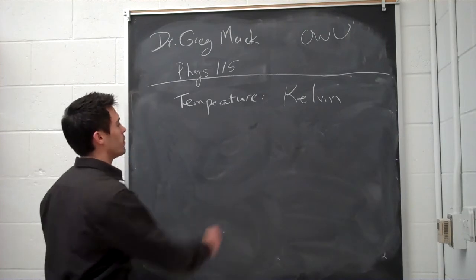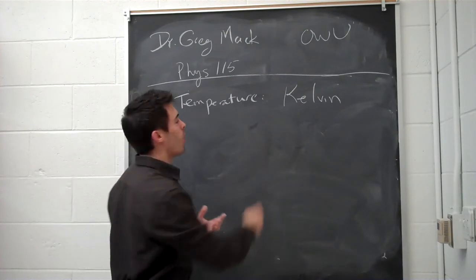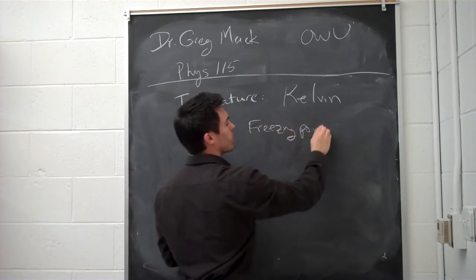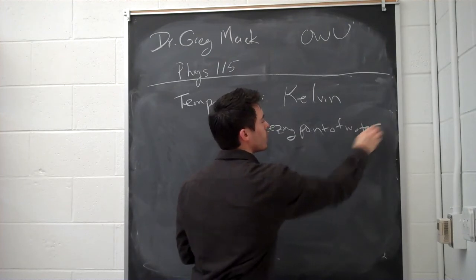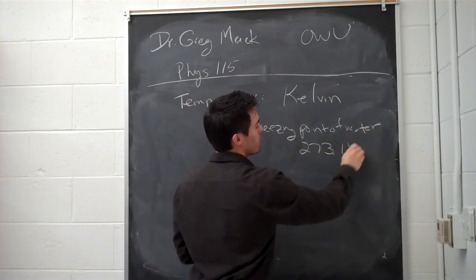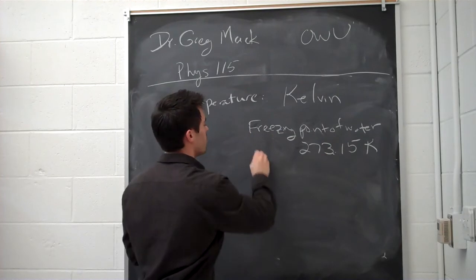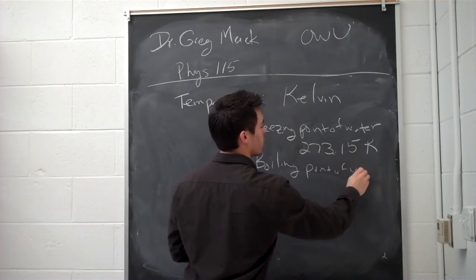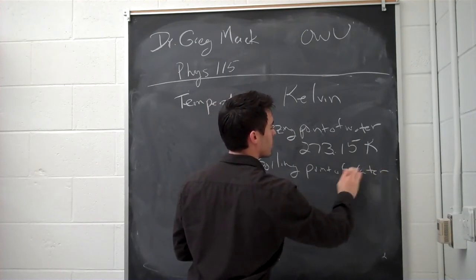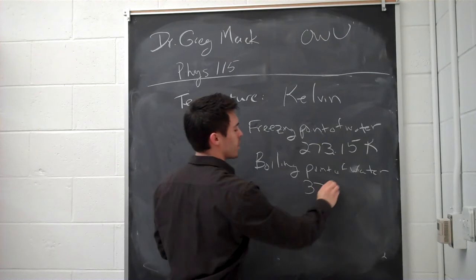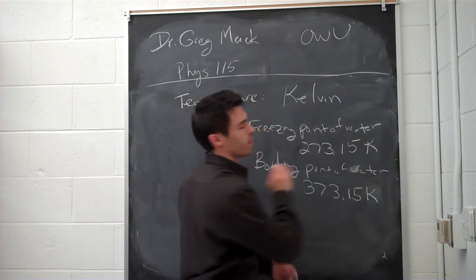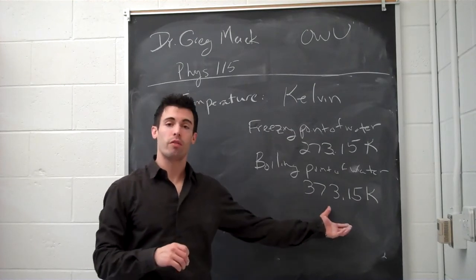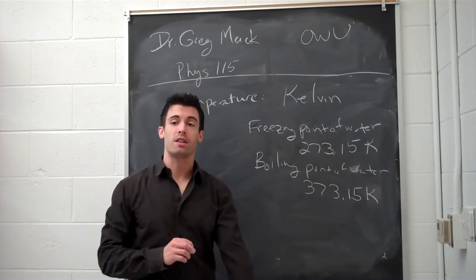So we want to use Kelvin, where the freezing point of water is equal to 273.15 Kelvin, and the boiling point of water is equal to 373.15 Kelvin. Okay. And the absolute 0 of this would be equal to 0 Kelvin. So the lowest temperature you could possibly be at is at 0 Kelvin.